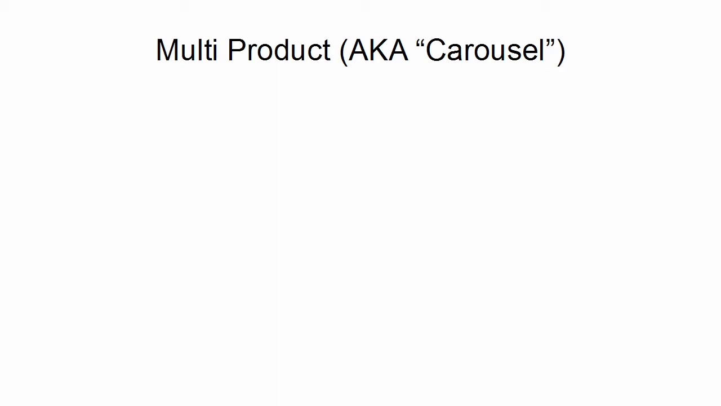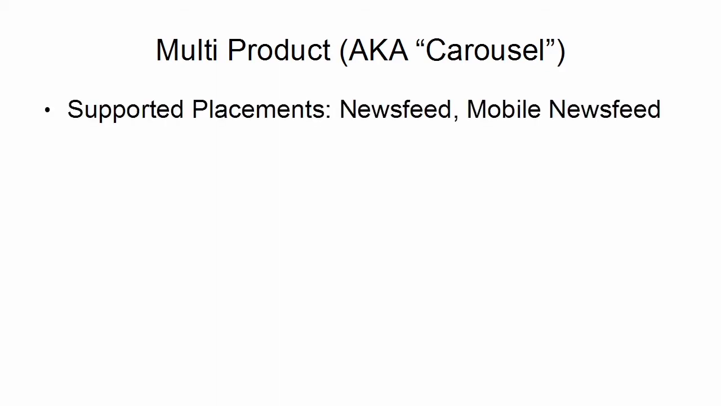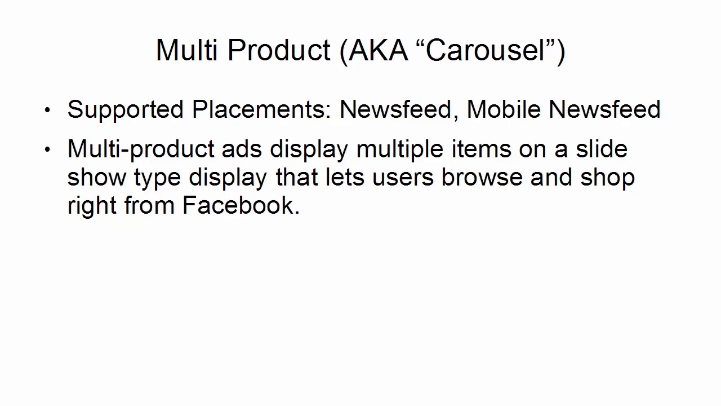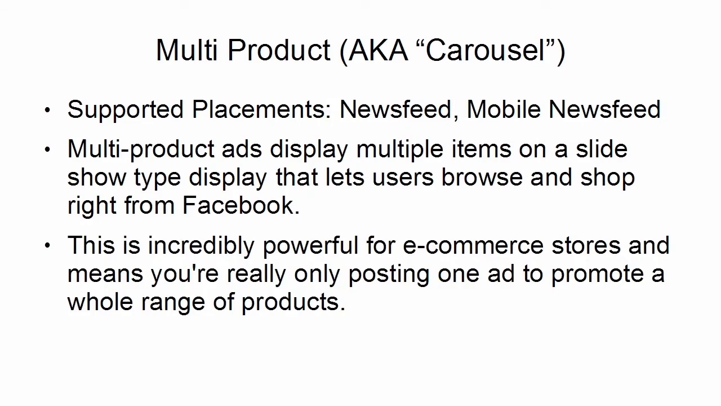Then there's the multi-product ad. The supported placements are the newsfeed and the mobile newsfeed. Multi-product ads display multiple items on a slideshow type display that lets users browse and shop right from Facebook. This is incredibly powerful for e-commerce stores, and it means you're only really posting one ad to promote a whole range of different products. It's also good if you've got a bricks and mortar store or something like that. You can use this type of advertisement, again, to highlight and showcase your products.